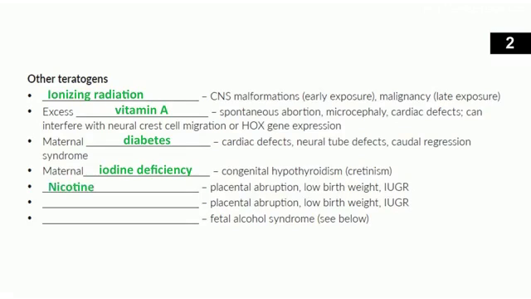Likewise, nicotine and cocaine aren't necessarily teratogens per se. They don't really interfere with organogenesis, but they can lead to placental abruption, and they can also lead to low birth weight and intrauterine growth restriction because they interfere with the blood flow to the fetus. And there can also potentially be some neonatal addiction to these substances and some withdrawal symptoms within the first few hours to days of life.